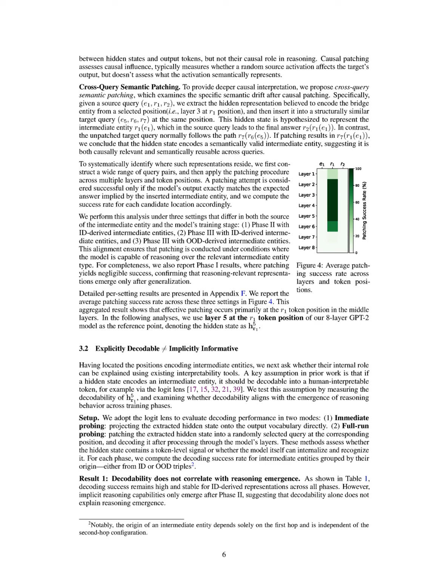Cross-query semantic patching works by first extracting the hidden representation believed to encode an intermediate entity from a specific layer and position in a source query. This representation is then inserted into a structurally similar target query at the same position. If the model's output matches the expected answer after this patching, it indicates that the hidden state encodes a semantically valid intermediate entity, demonstrating its causal relevance across queries.